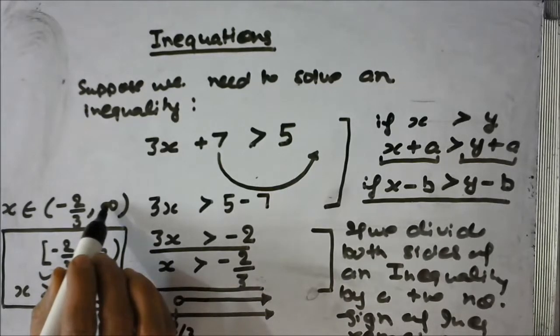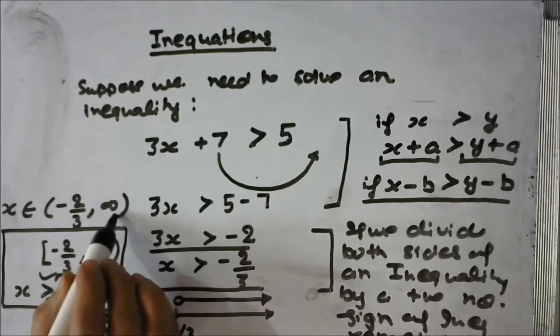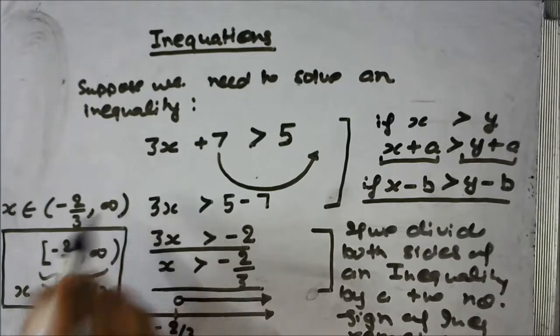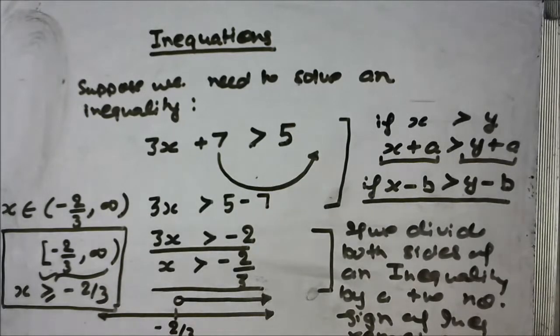Infinity is never included in any interval, so towards the infinity side there will always be a circular bracket. It is interesting to know why infinity is never included in any interval. In my opinion, this is because infinity is only a concept, it is not a number. We can never attain infinity. Hence, it cannot be treated as endpoint of any interval. So this is the solution for my simple inequality.